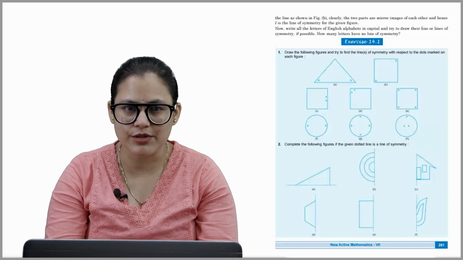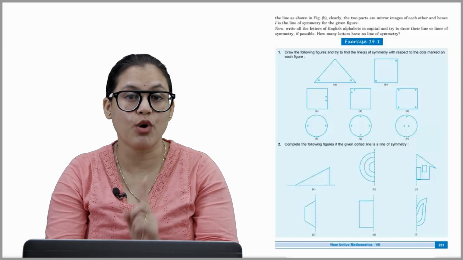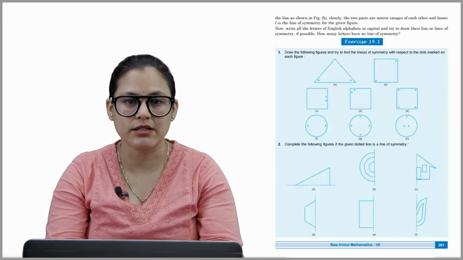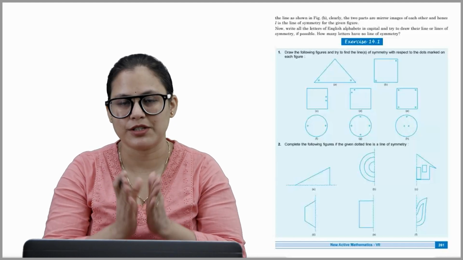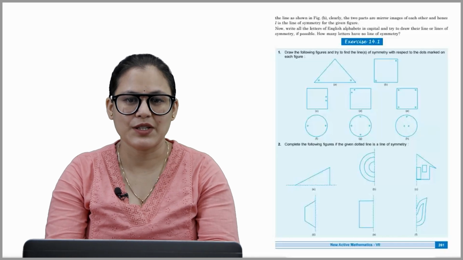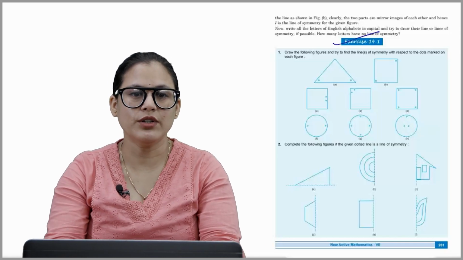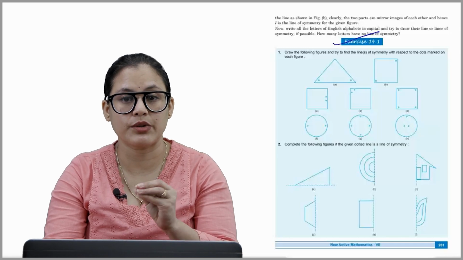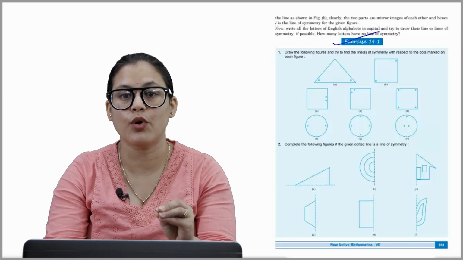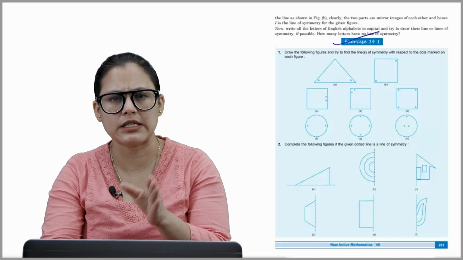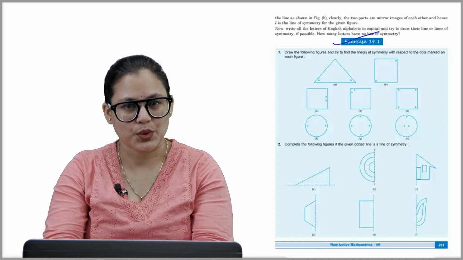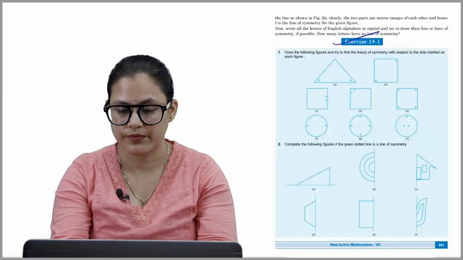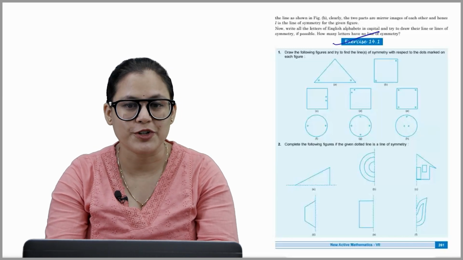Now write all the letters of the English alphabet in capitals and try to draw their lines of symmetry if possible. How many letters have no line of symmetry? Find it out. Exercise 14.1. Draw the following figures and try to find the line of symmetry with respect to the dots marked on each figure. Students, this is really very simple. You can do it. What you have to do is find the lines of symmetry with respect to the dots which are marked on the figures, right?